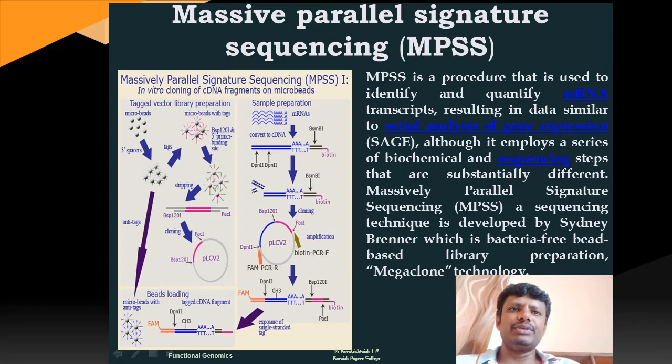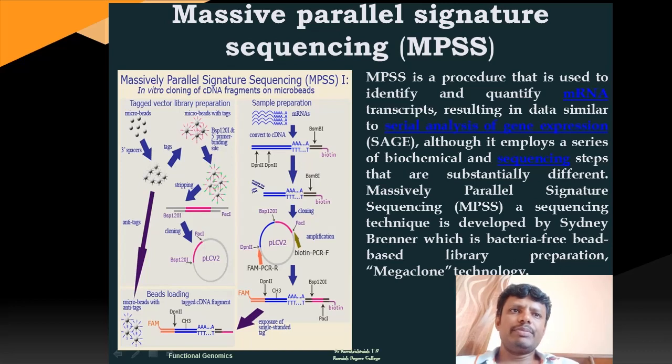Massively parallel signature sequencing is the methodology developed by Brenner, which is a bacteria-free, bead-based library preparation that uses the Megaclone technology. So MPSS was identified by Brenner, and it uses Megaclone technology. You can see the diagram.